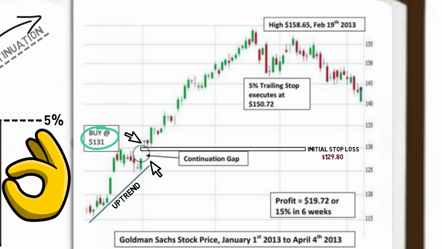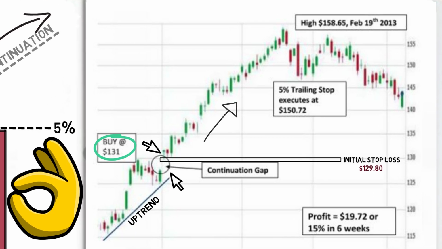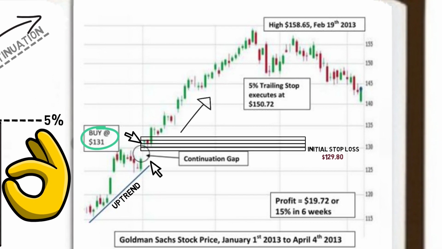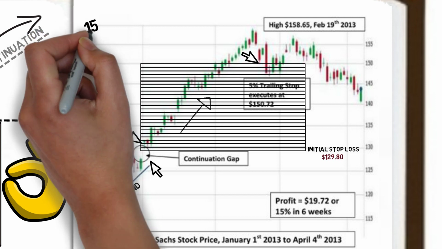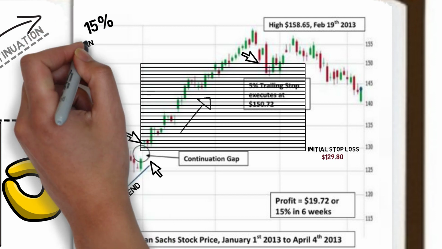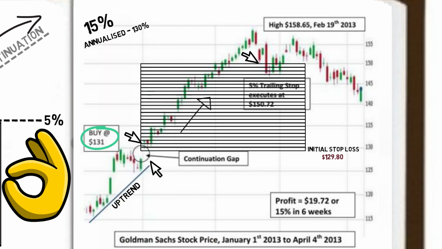The price momentum continued upwards a few days later, and a trailing stop-loss of 5% is then placed. The price climbed without any pullback, breaching the 5% limit, all the way through to February 19th, when the stock retraced and closed at $150.72. In just 6 weeks, the trader made 15% profit with strict risk management. Annualized, this would be 130%. But perhaps more importantly, the risk-reward ratio equated to 24:1. This is a great example of a simple gap-and-go style strategy.